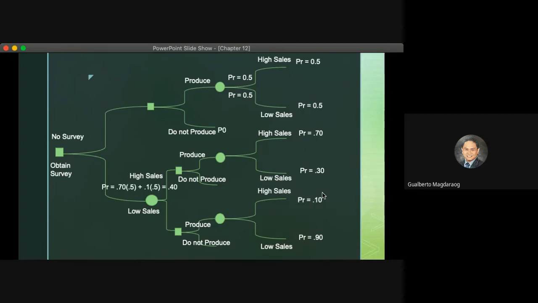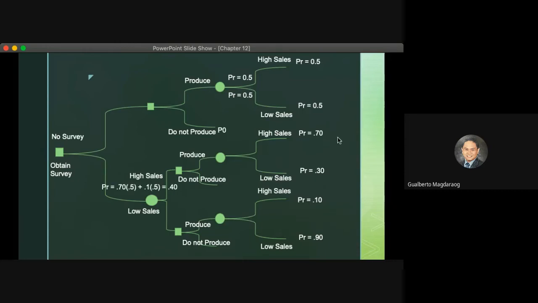Okay, ulit. How are we going to compute for the probability of high sales result of the survey, given na meron tayong mga expected probability of each result? We have to get muna lahat ng high sales percentage, and that is 70 and 10. And then multiply it by their share on that state of nature, and that is 50%. So 70% times 50%, 10% times 50%, you will get 40%.